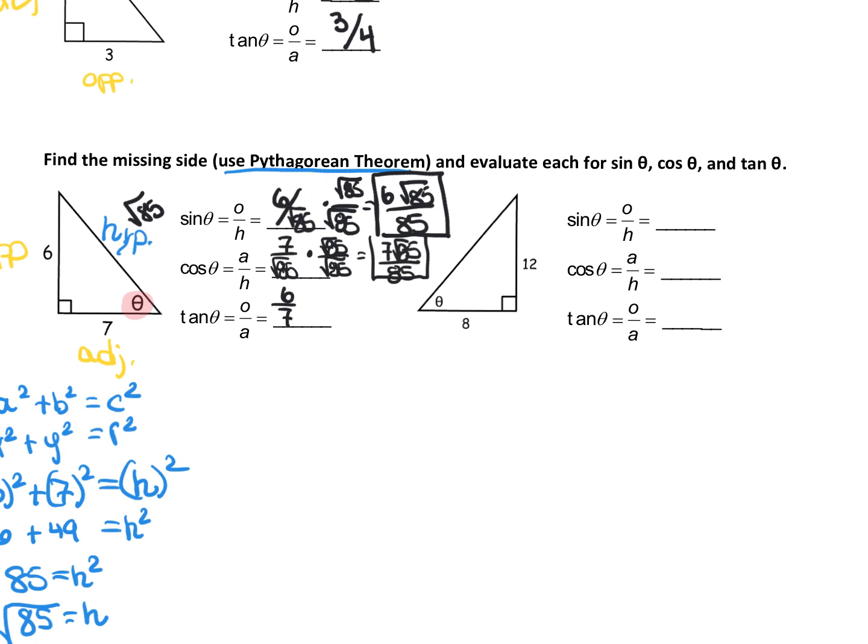So in this triangle, my theta is right here. This is the adjacent, the thing next to me. This is my opposite. If I want to find my h over here, I'm going to do 8 squared plus 12 squared equals h squared. So this is 64 plus 144. This comes out to be 208, which is equal to h squared. And then we have to square root both sides.